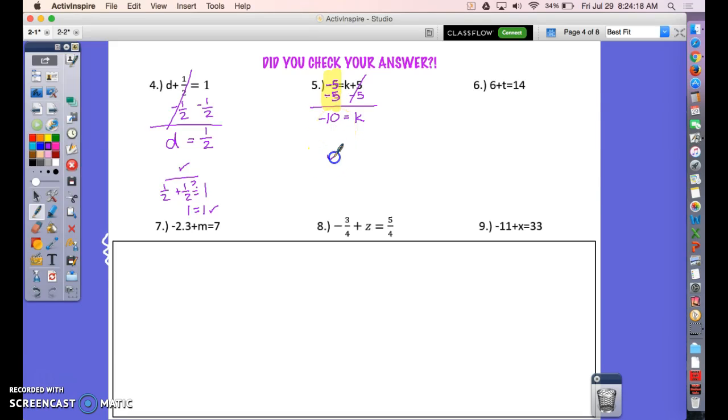Let's check that. Plugging in -10 for k. Let's think about this. -10 plus 5. I would be adding 5 to a negative, so I would still have more negatives. I'd end up with a -5. And -5 does equal -5.